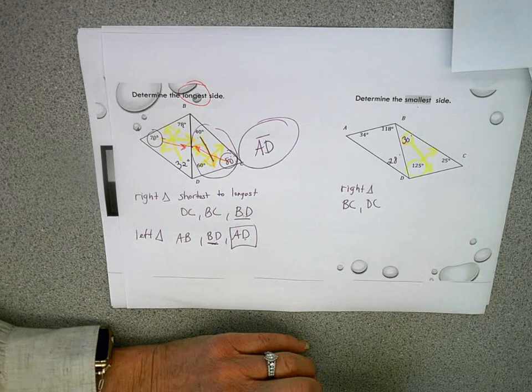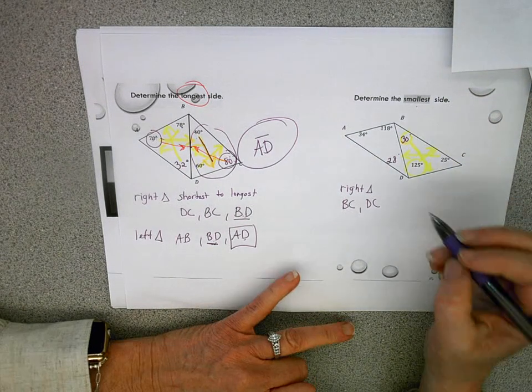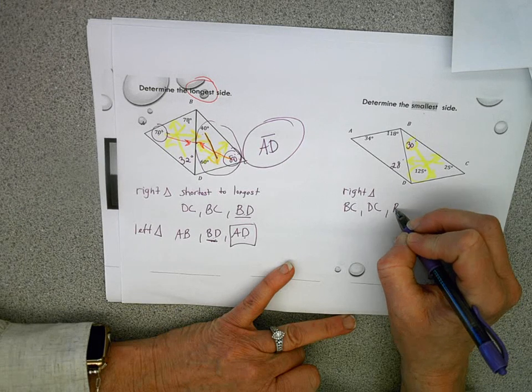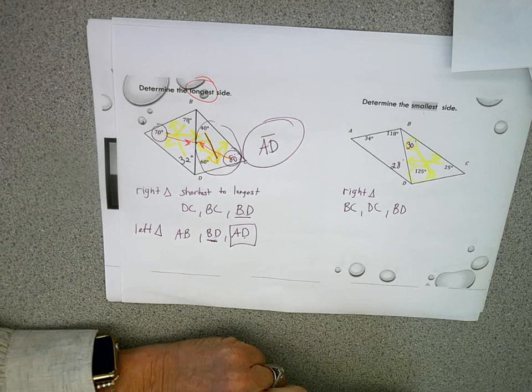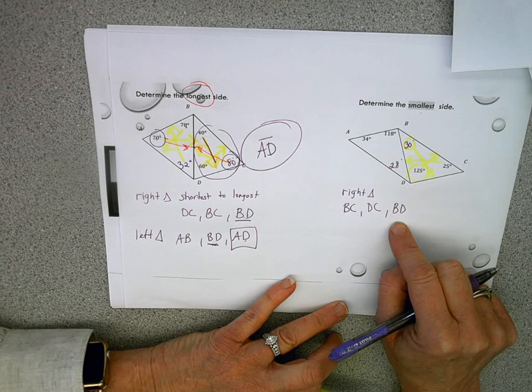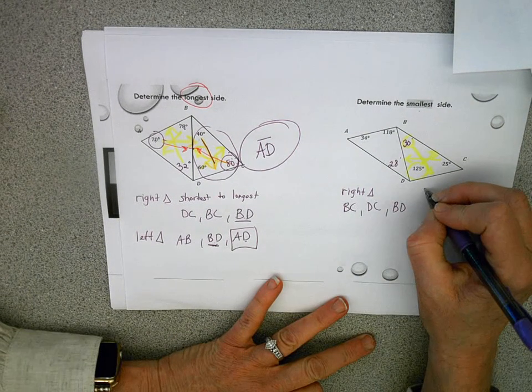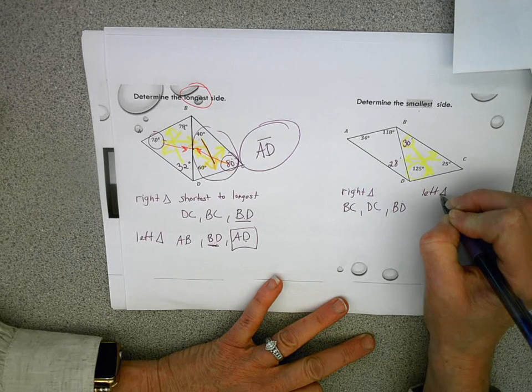But I have a shorter side. The 25 is the smallest angle, and across from that is BD. That could be my answer. None of the others can because I have something shorter than that. But is it the shortest in both? Well, let's go to the left-hand triangle, and I'm just going to write it next to it so you guys can see.